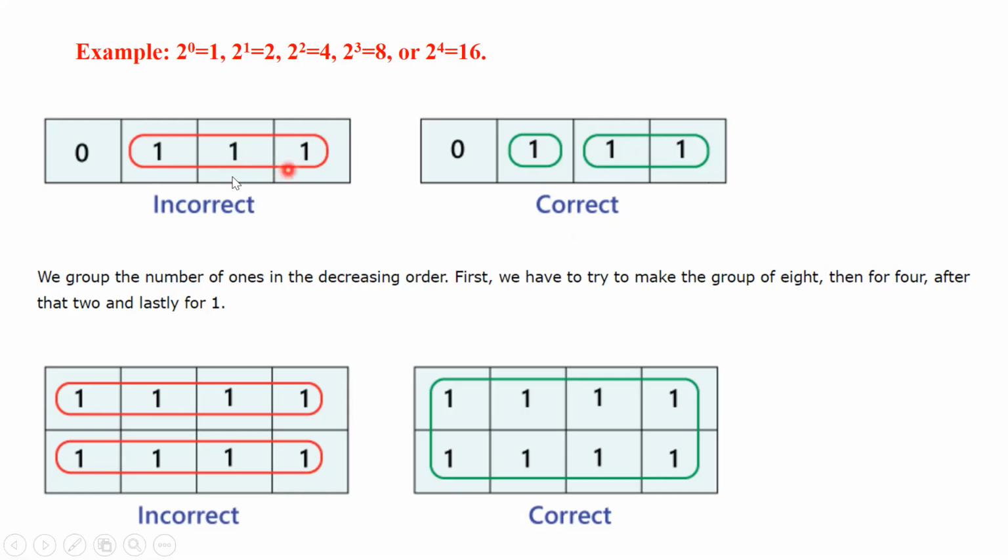Okay, because I cannot make a group of 3, 5, 7, 9 and so on. I have to always go with 1, 2, 4, 8, 16. Then 16 we will not get. Okay. So we group the number of ones in the decreasing order. First we try to make group of 8, then we make group of 4, after that 2 and lastly 1.